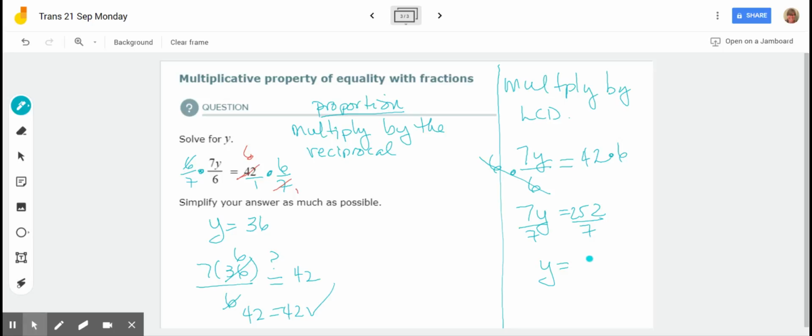So 7 goes into 25 3 times. Did I multiply that right? Oh yeah, the answer is 36. I was like, why am I getting a 3? Okay, 7 goes into 25 3 times, equals 21. So there's 4 left over. 7 goes into 252 36 times. Same answer, different method. Okay? And that's it for these first notes.